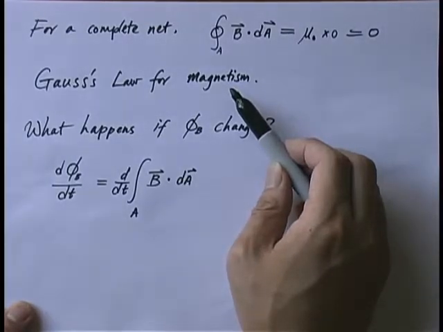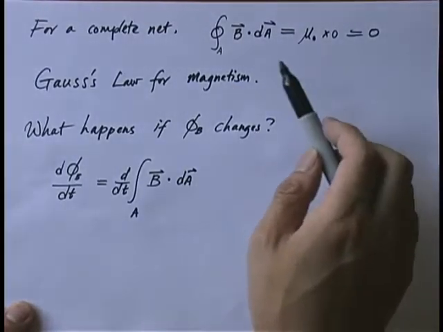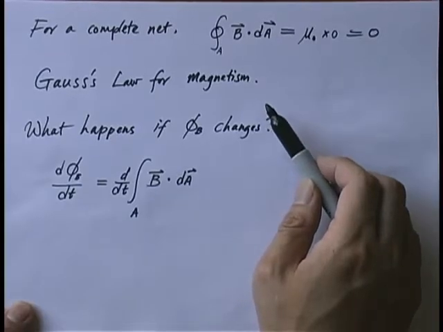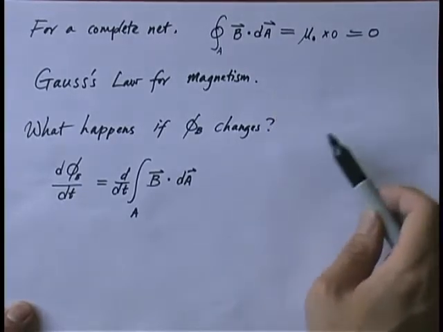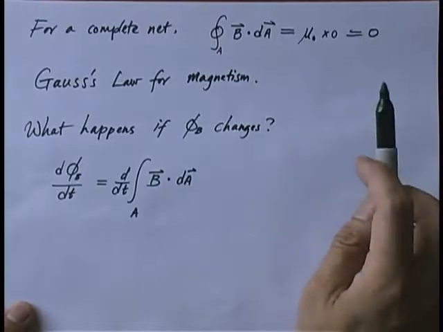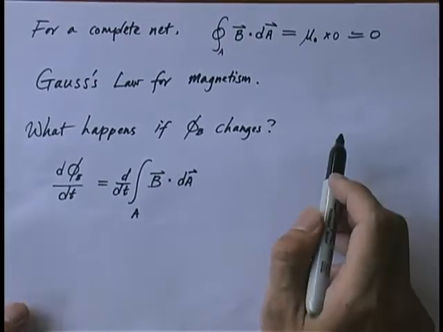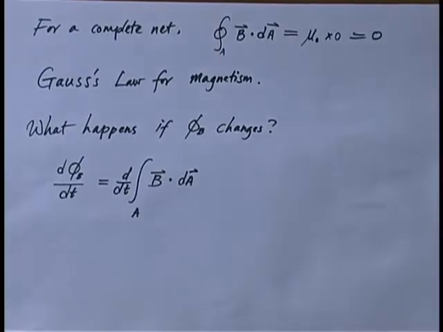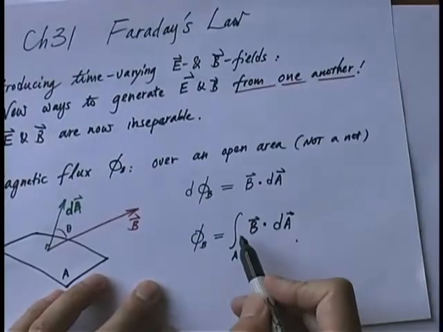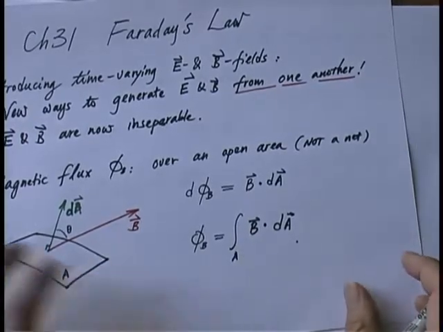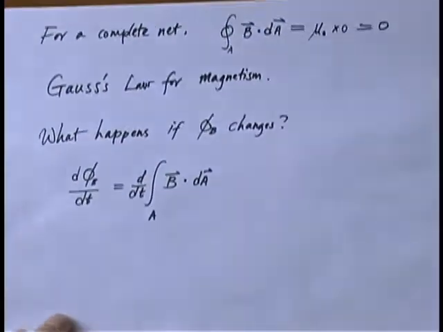So we're not going to be too concerned about the magnetic flux over the entire net. Rather, we're going to be concerned about the magnetic flux over an open area. Okay, it is not a self-enclosed net. So let's look at just a patch of open area. So this is our definition for the magnetic flux. There is no circle on it. Okay, be careful about that.